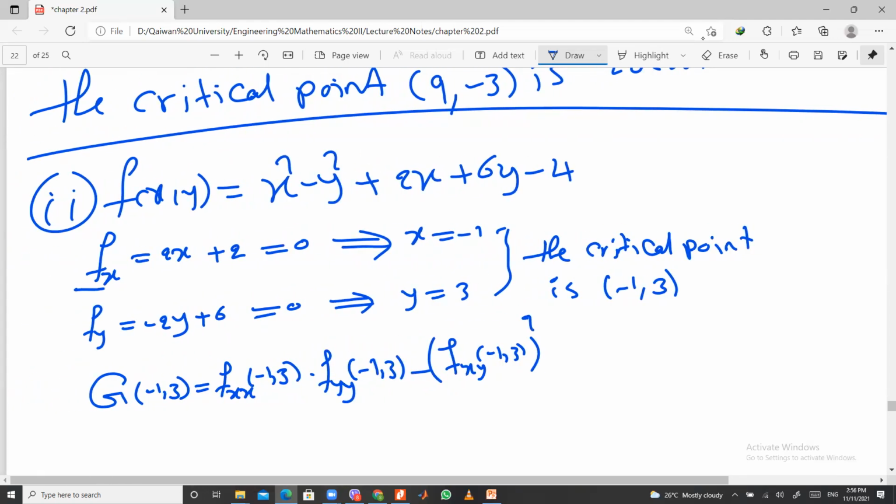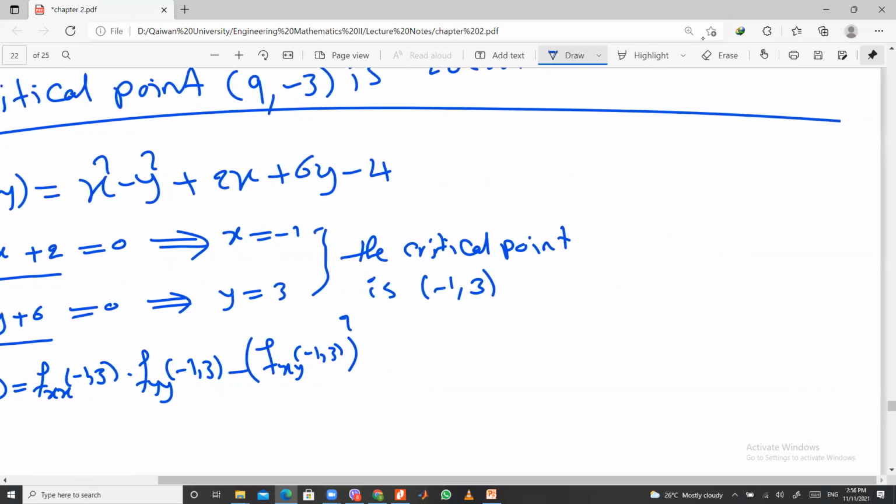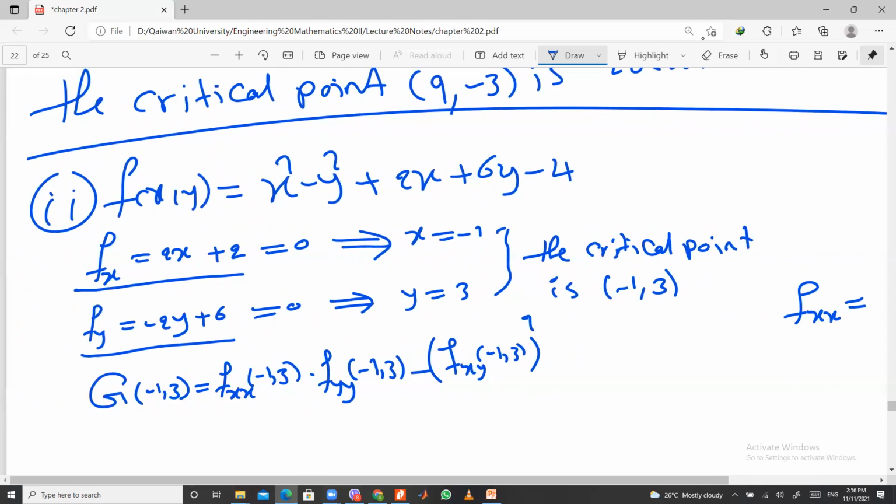These are the first derivatives. From f sub x, we can get f sub xx and f sub xy. So f sub xx equals what? This is f sub x. What's f sub xx? It's only 2.